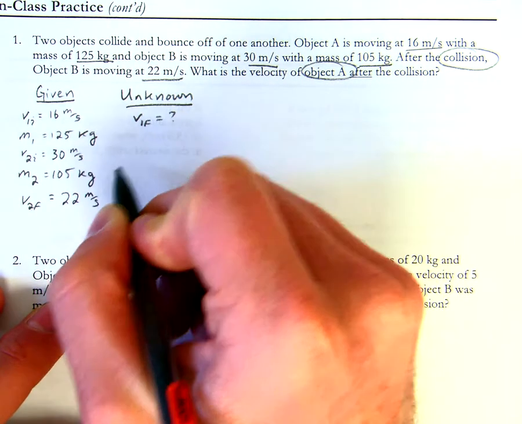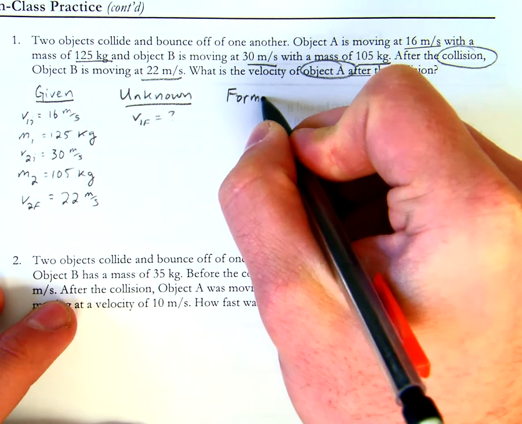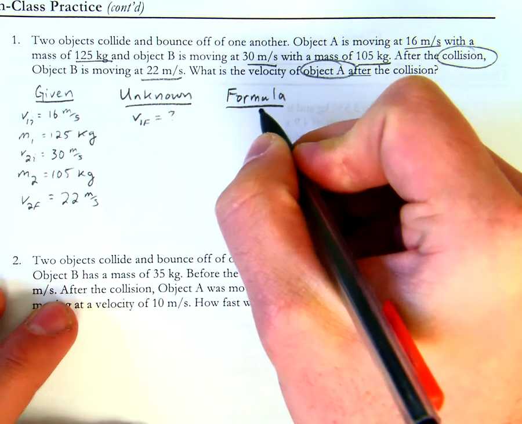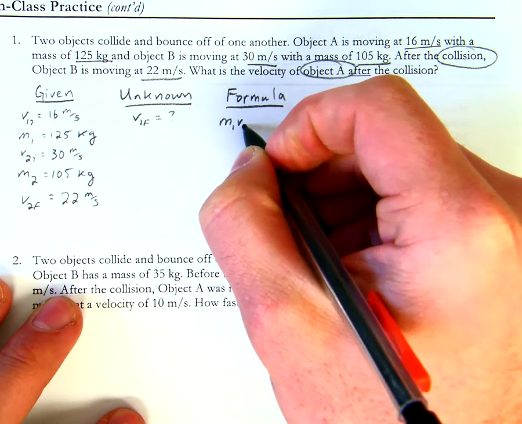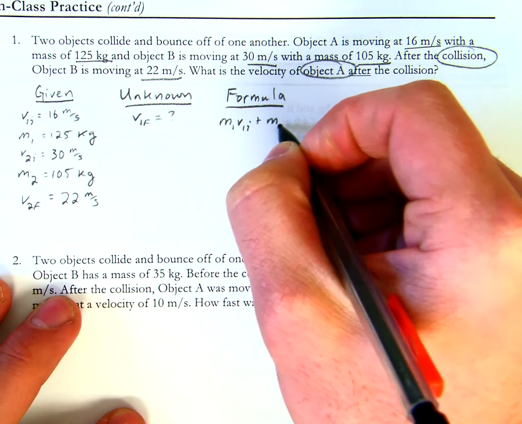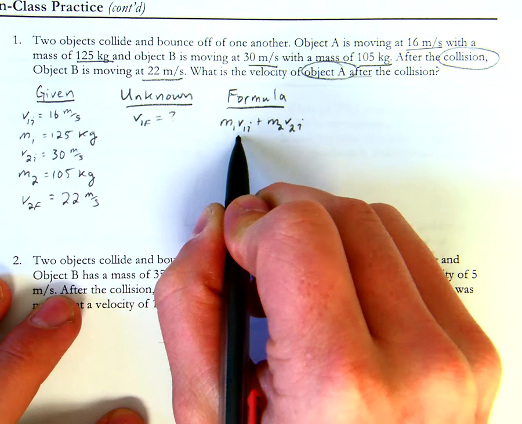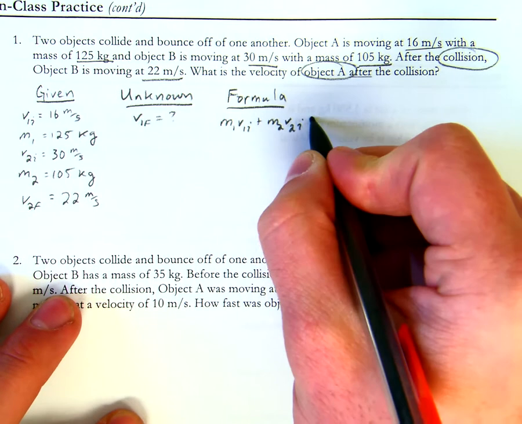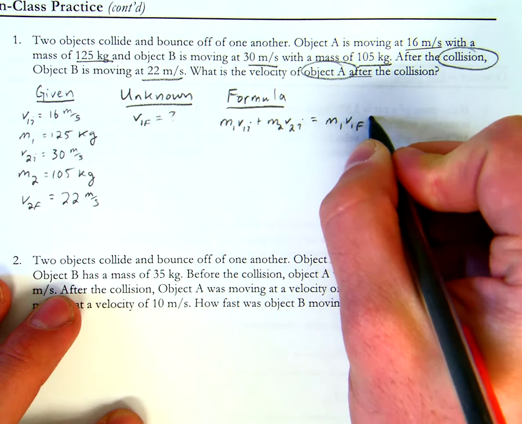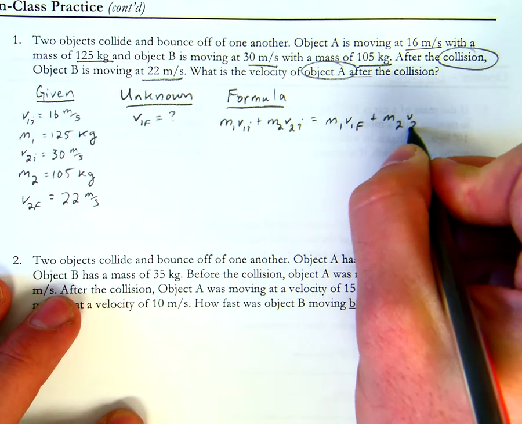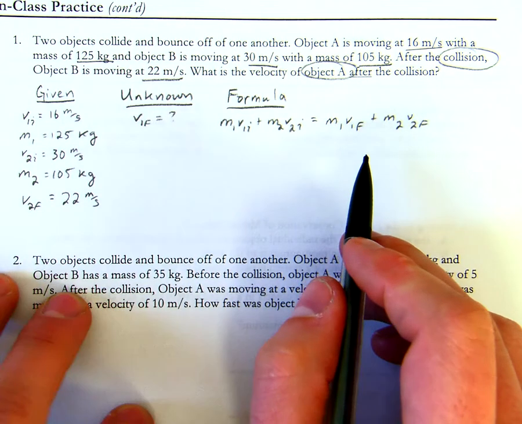Now, my formula. As I remember from notes, I can look at my formula sheet and my notes. I know that M1V1 initial plus M2V2 initial, so the initial momentum of the first object plus the initial momentum of the second object, is equal to M1V1F plus M2V2F. There's a lot going on, but I have it all written down, so as long as I follow through, I should be fine.